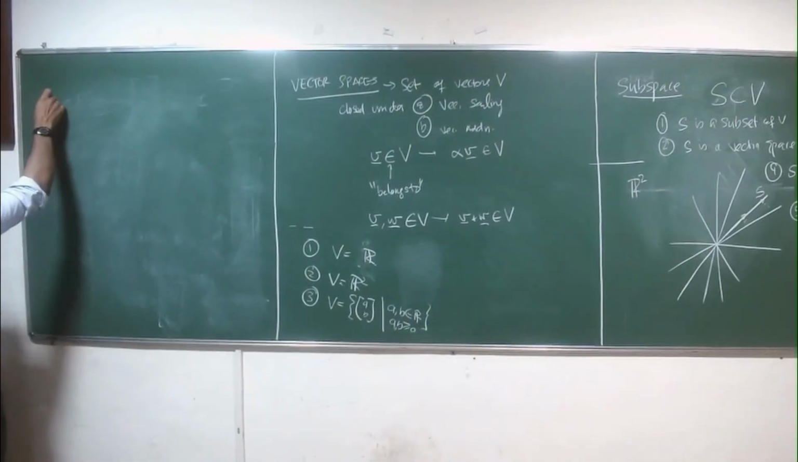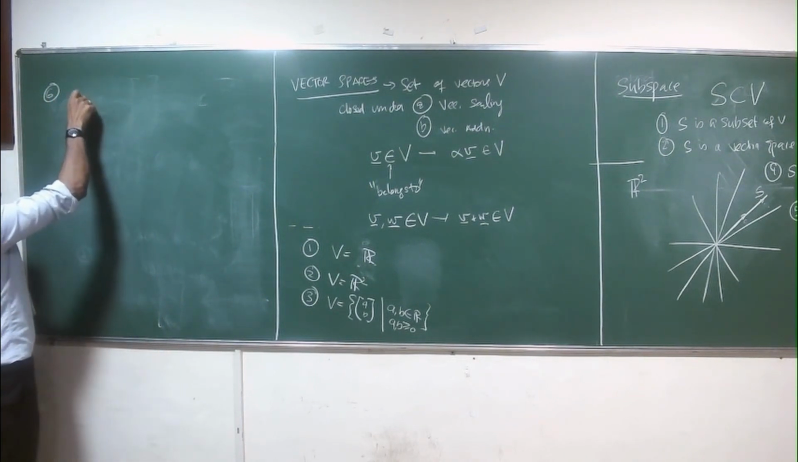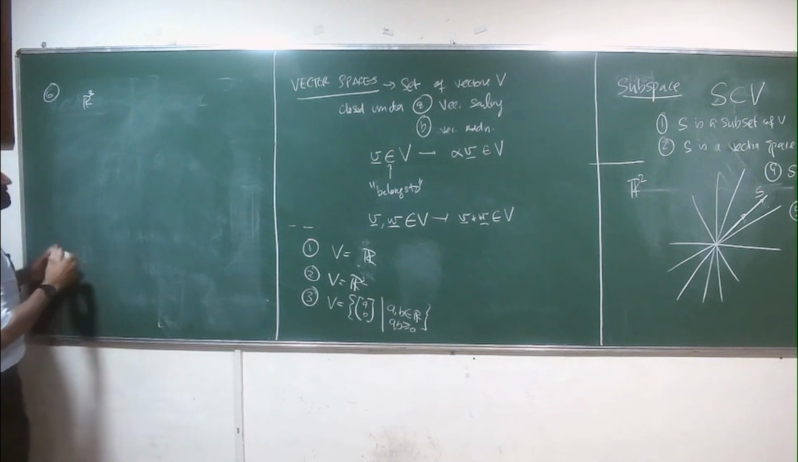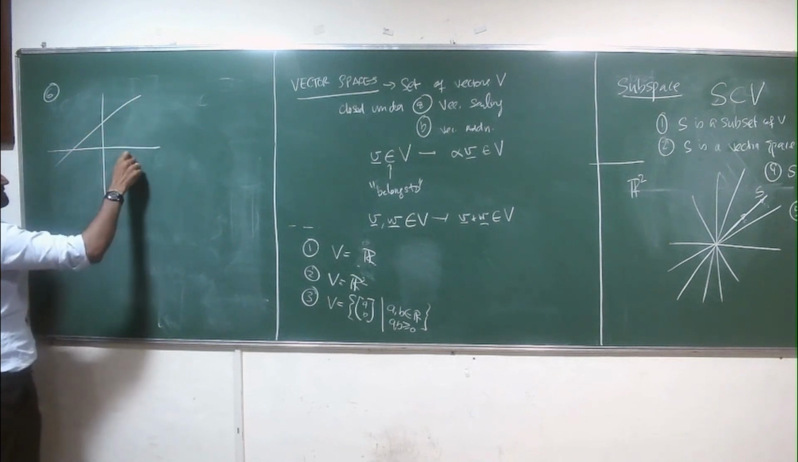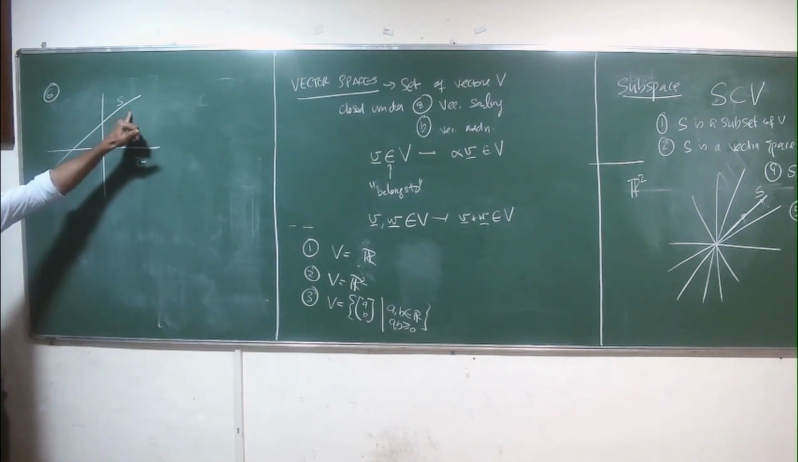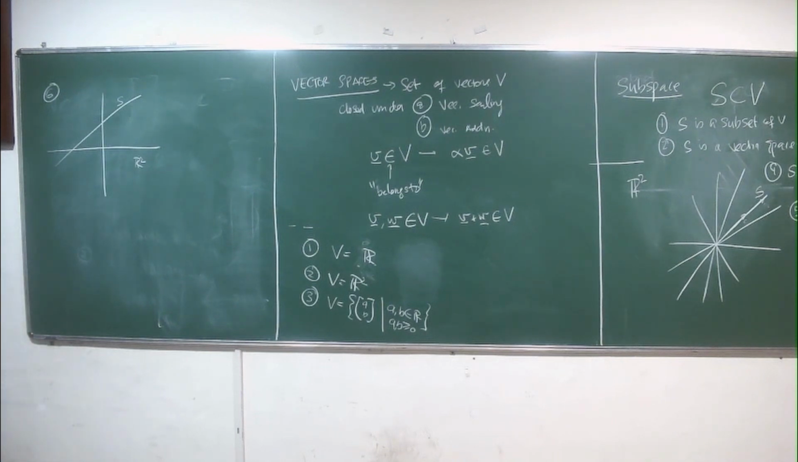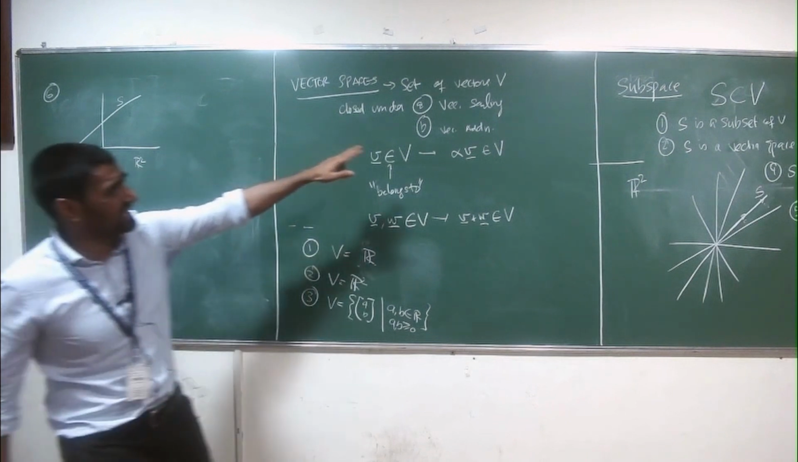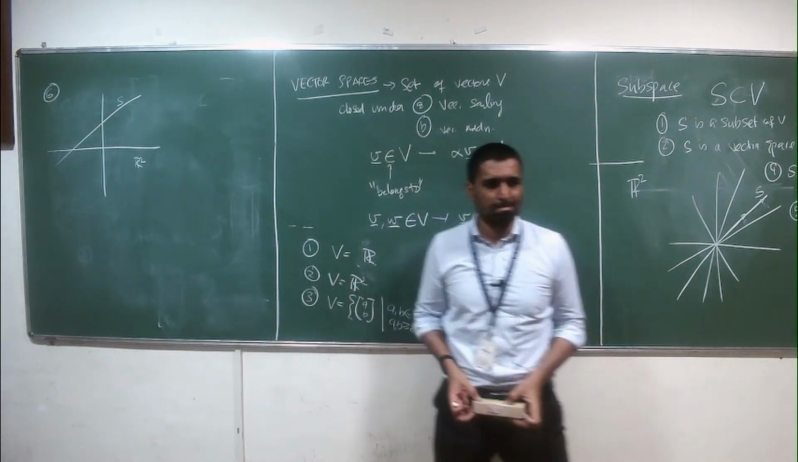Before we conclude, we'll just see a few more examples of subspaces. Instead of R2, let's say we're talking about R3. In fact, before that, this is my original space, and this is my subset S of R2. Is this a subspace? All you have to verify is whether it is closed under vector scaling and vector addition. What do you think?